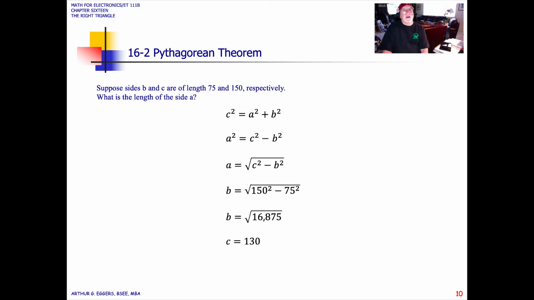Another example, some larger numbers. Suppose that sides b and c are of the length 75 and 150. So now we're going to solve for a instead of b. So we're going to isolate a to the left side of the equation, b to the right side of the equation. Again, it's set up exactly the same way. a is equal to the square root of c squared minus b squared. Plug in your values. 150 squared minus 75 squared gives us 16,875. Take the square root. We get the length of side a as 130.